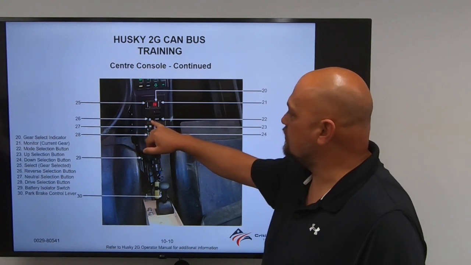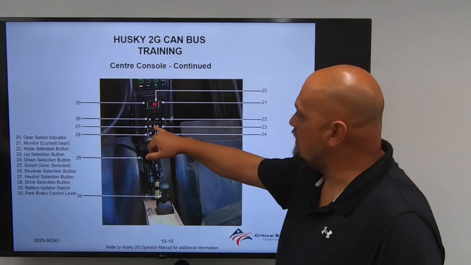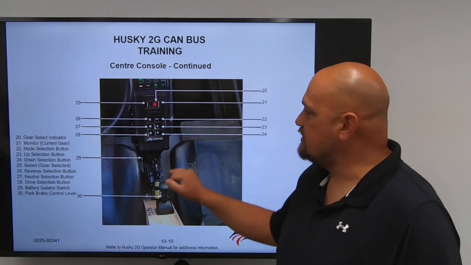26 takes us to the R for reverse. 27 is N for neutral. Item number 28 is a D for drive.